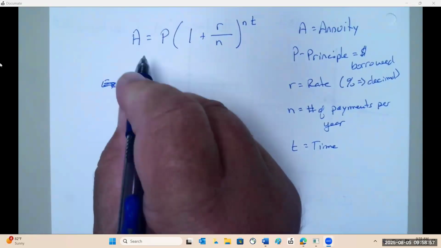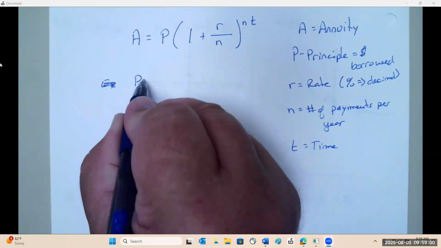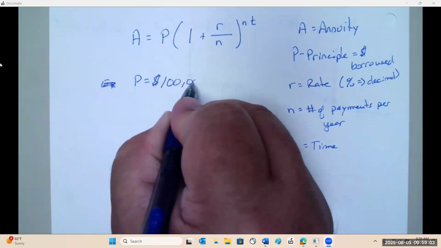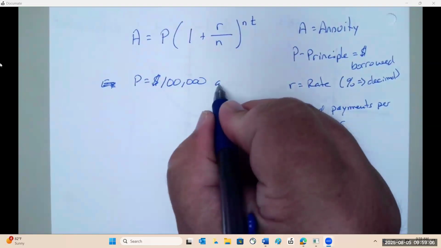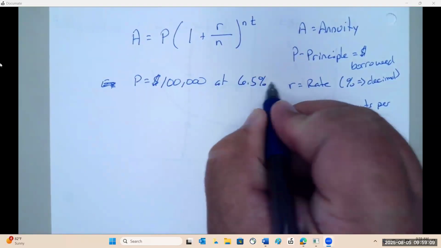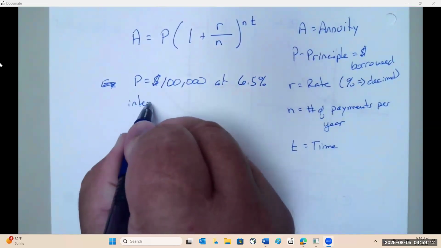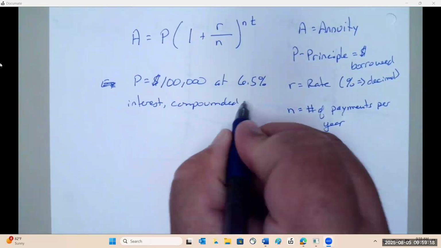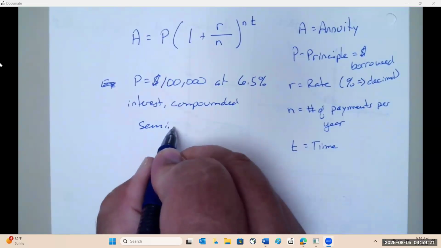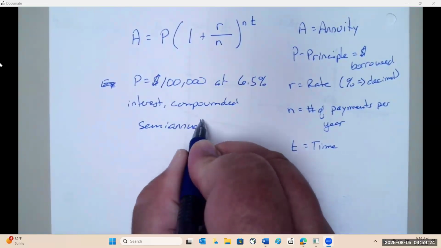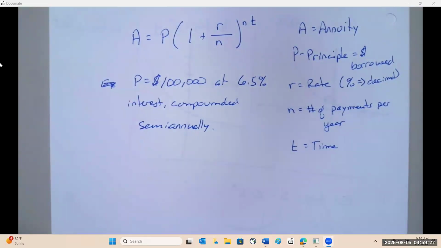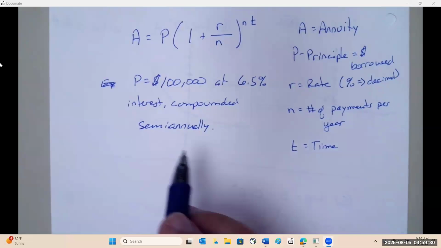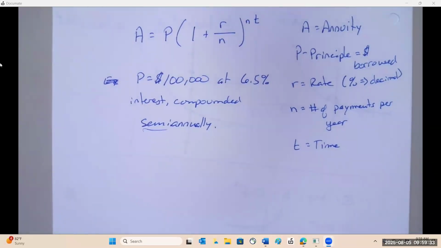So here's our example. You borrowed $100,000 at 6.5% interest, compounded semi-annually. What does semi-annually mean? What does semi mean? Half, two. Annually is twice a year. So you'll pay every 6 months.